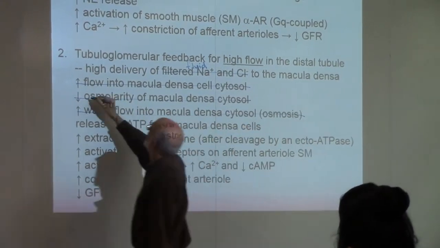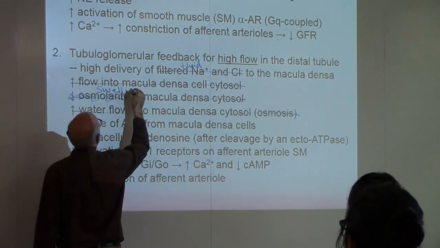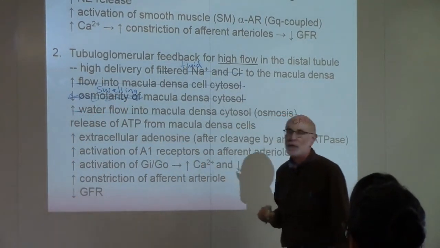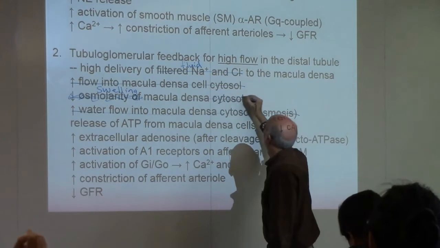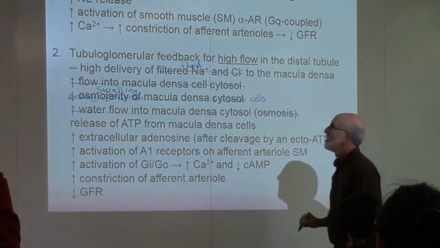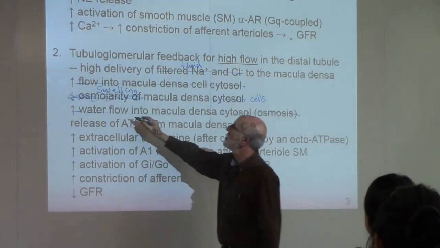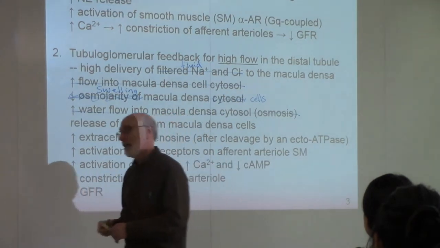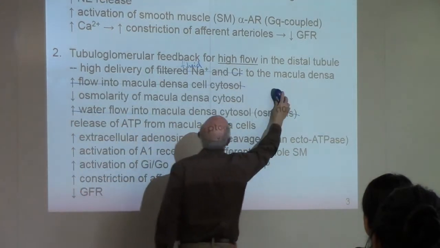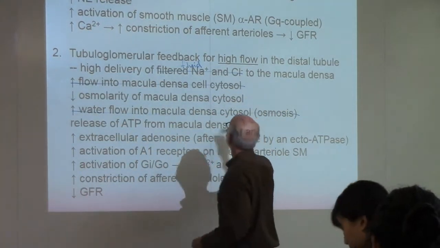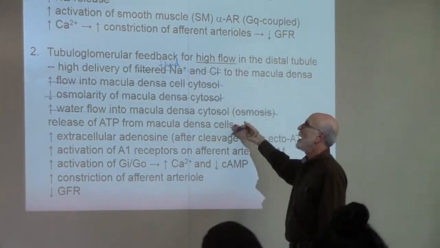Every year this gets me and students confused. Swelling of the macula densa cells. Stretching of the cells. Oh, so this is now swelling. I'm sorry. Like I said, every year. Swelling leads to ATP release.